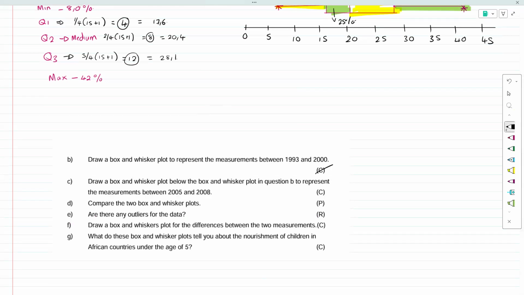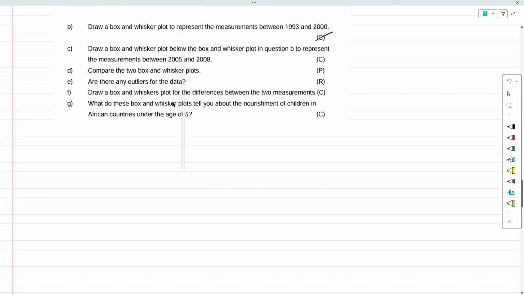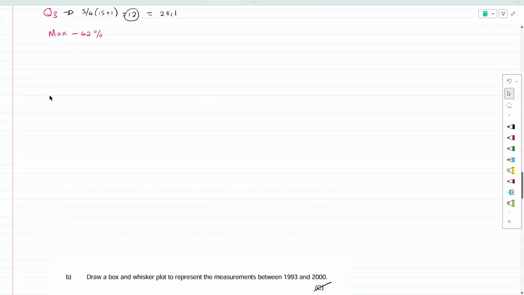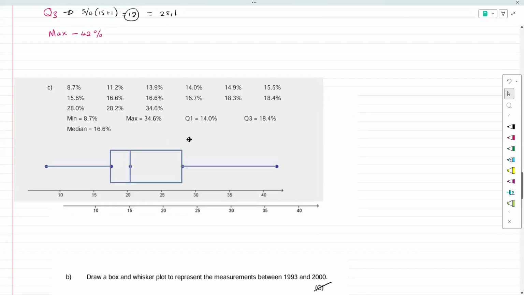Question B is done. They want us to draw a box and whisker for 2005 to 2008. It's going to take some time to do it. I'm not going to do it. I'm going to put the answers on the screen because it's the exact same thing as the other one. What would happen? Theirs is a bit different, but what would happen is we would label the data from smallest to biggest.